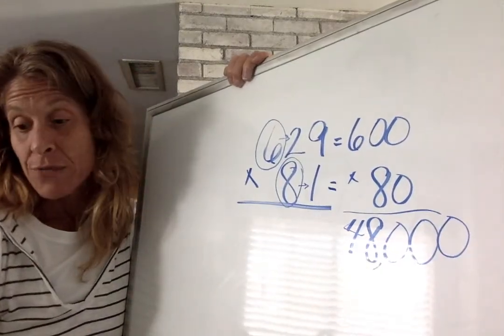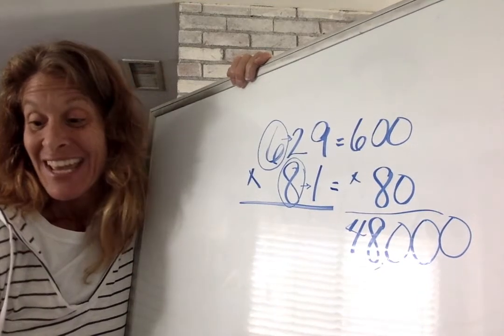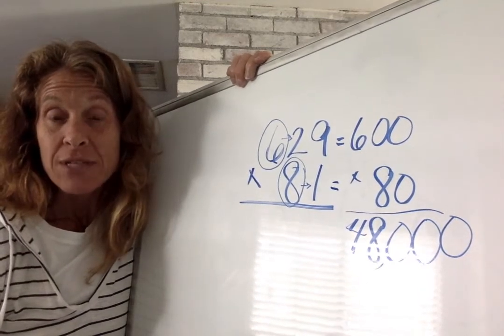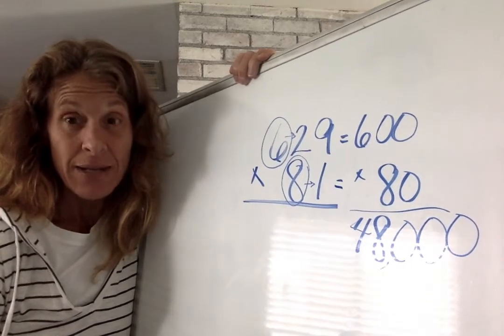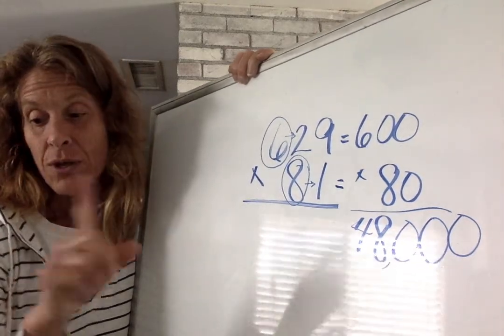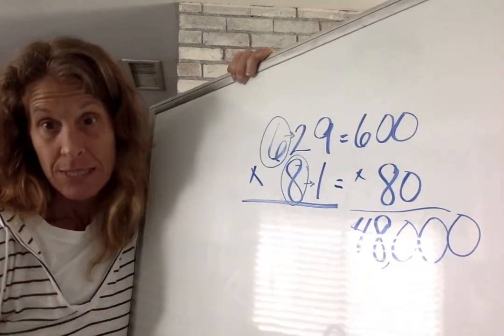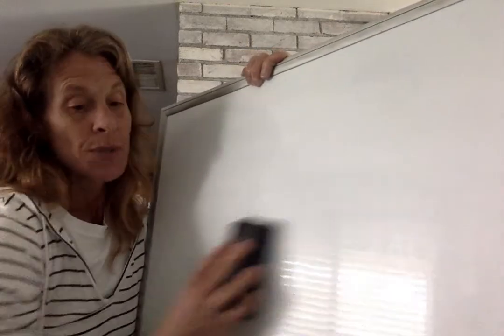So what are our choices for number 10? Oh, the first one, 48,000. The second one, 4,200. And the third one is 1,400. Boom, the first one. So we would circle 48,000. Okay, good job. Let's move on to the word problem.